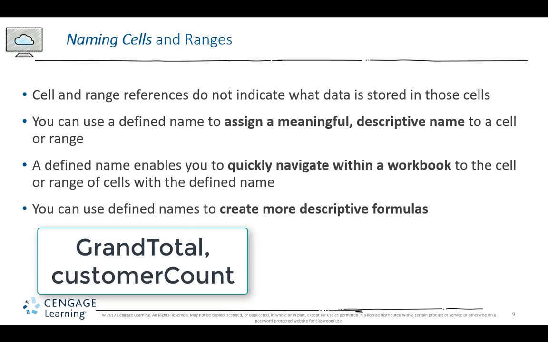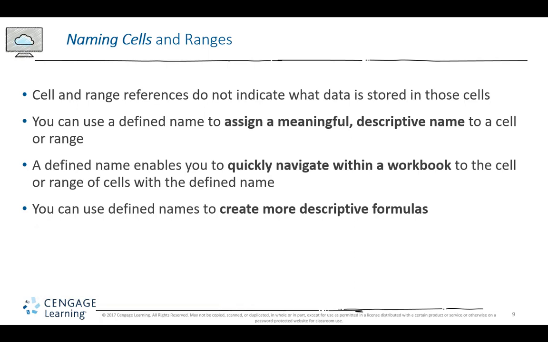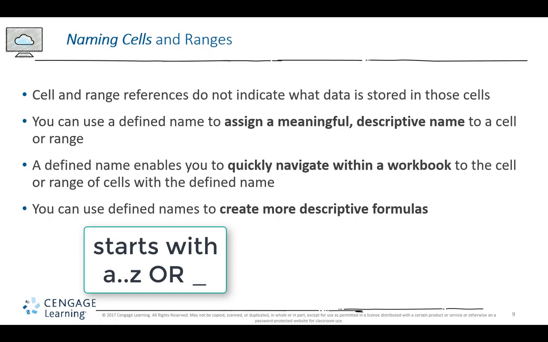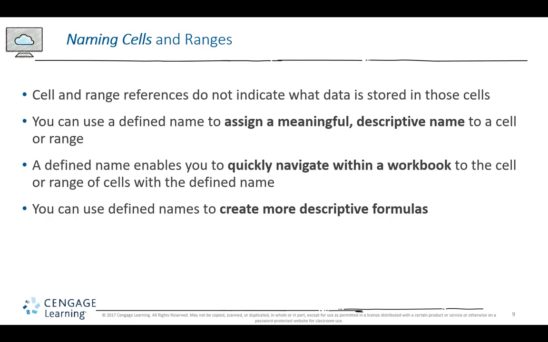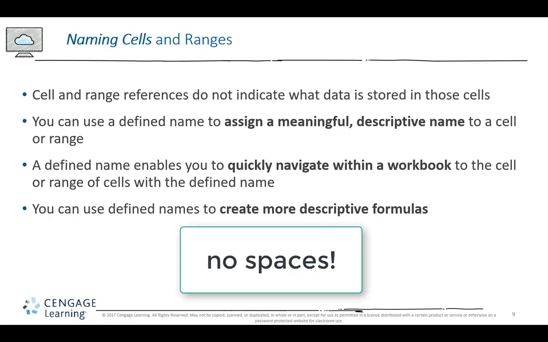The rules for naming cells match the rules for naming tables. Remember those rules? First, the name must begin with a letter or an underscore. It can include letters and numbers as well as periods and underscores, but no other symbols and no spaces are allowed.